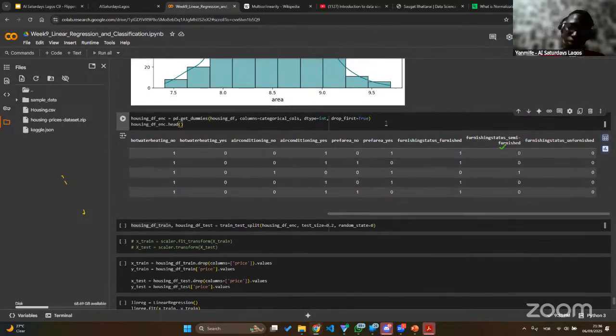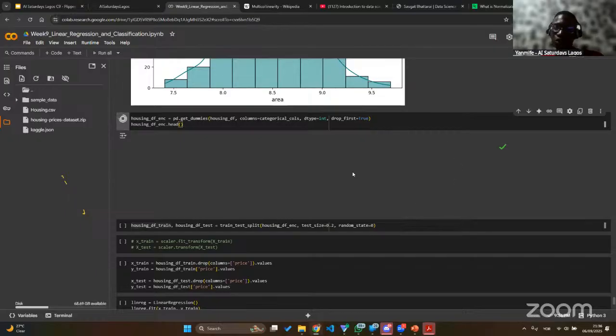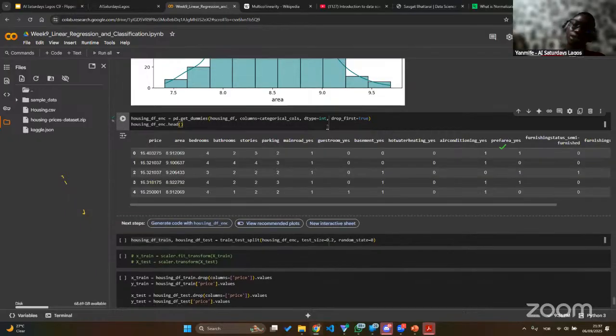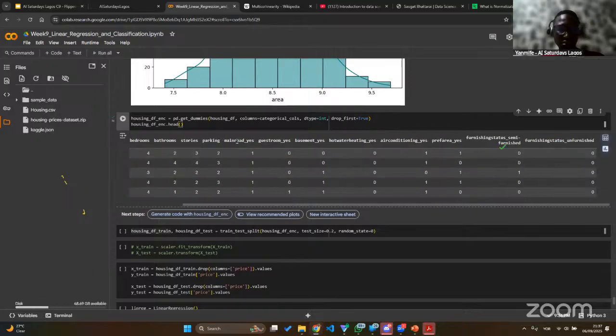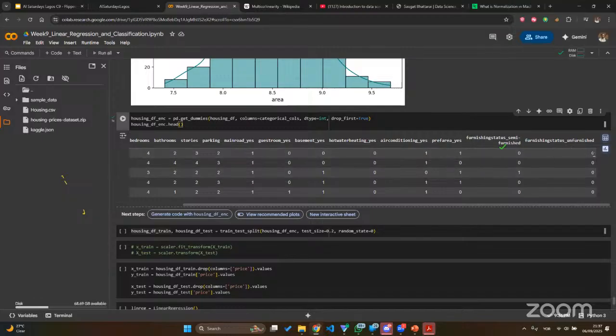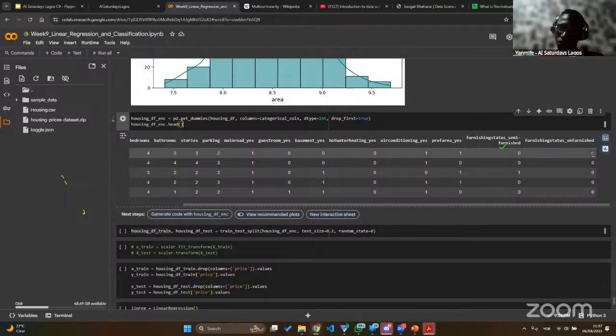So that's why I use drop force equals true. I just drop one of each of those columns, and instead of repetition of columns, I can just have main road yes, guest room yes, basement yes, and then I'll just have semi-furnished and unfurnished. That means when I have 00, it is furnished. Furnished, which is not present here, is one. So it takes note of that, and you don't need to specify it again here. Exactly.